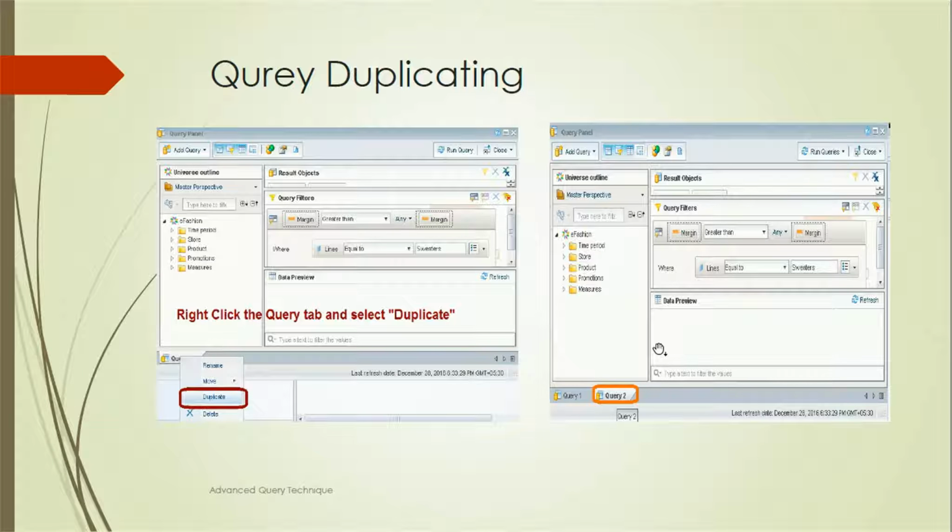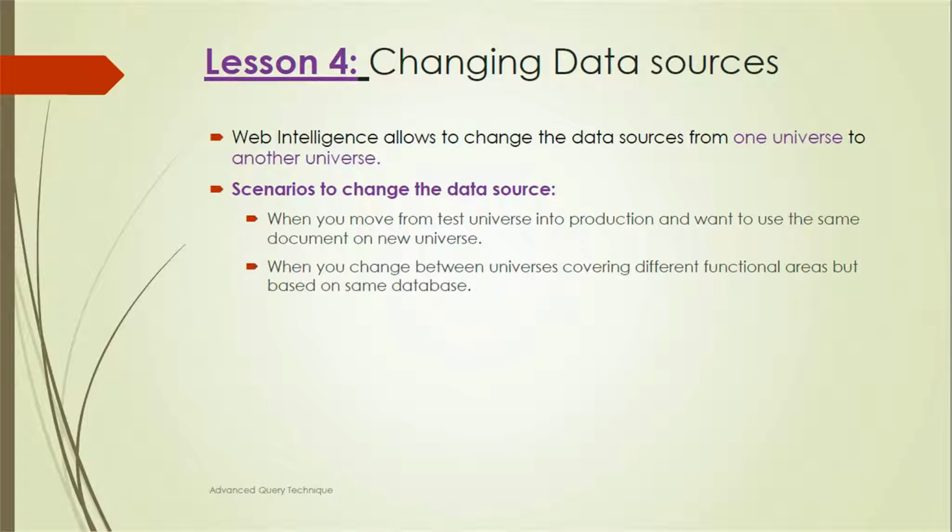Okay. So, coming to changing data sources: how can we change the data sources, and why is changing them needed? Web Intelligence allows you to change the data sources from one universe to another universe.